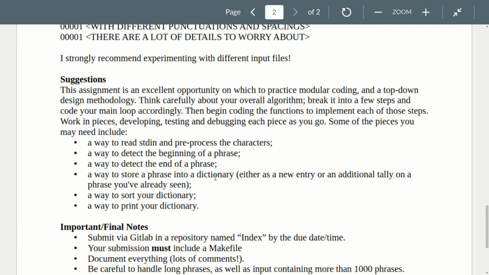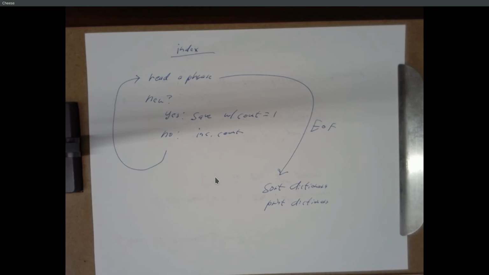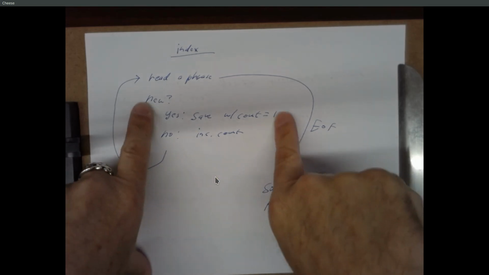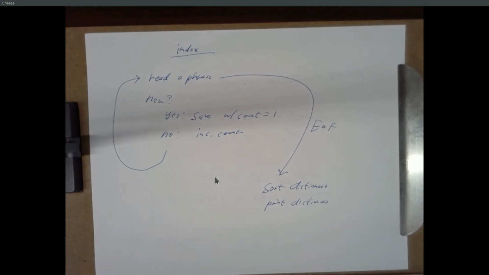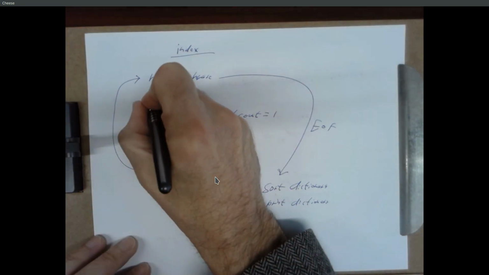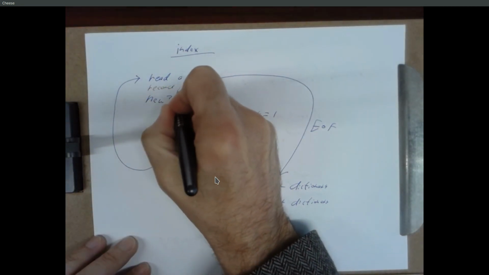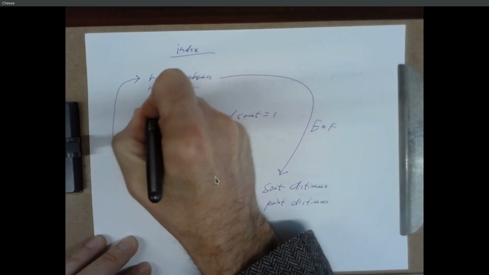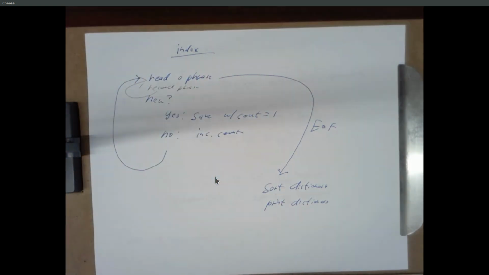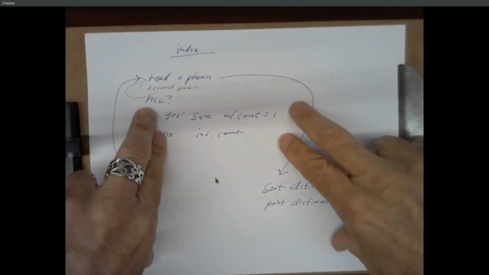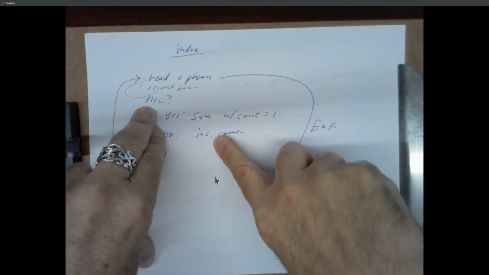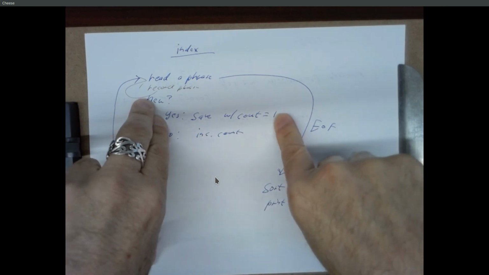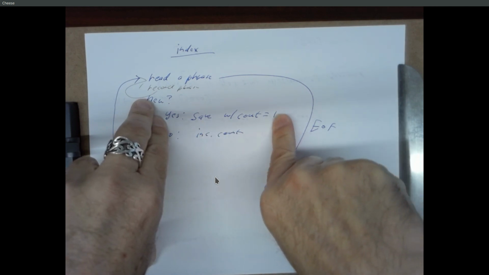And then you need a way to store it in the dictionary, either as a new entry or as an additional tally. So you can make this one function call. Read a phrase, and this could just be a record phrase. And then go back up to the top. And your record phrase is actually going to do this. It's going to look for your phrase in your dictionary. If it finds it, it'll bump up the count. If it doesn't find it, it'll add it as a new entry in the dictionary.